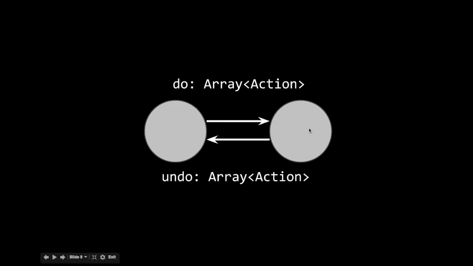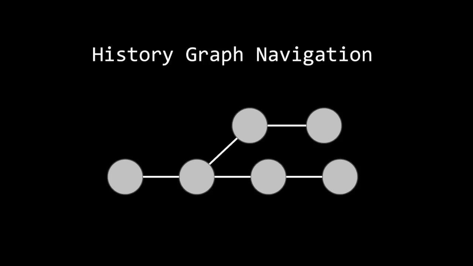And when you do that transition, you can compute the array of actions that will get you back to the previous state. Then you can store those as do and undo in some kind of graph data structure. So this would support history graphs like this, where you start here, you do a bunch of actions, and then you can undo and go back, and then maybe start doing another set of actions from a previous state. So I want to enable history graph navigation with this architecture.